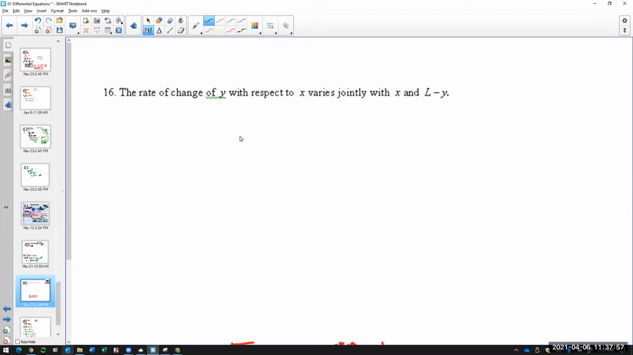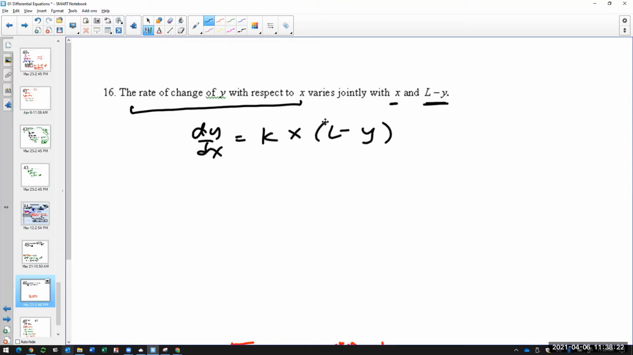Let's set this up. The rate of change of Y with respect to X. Do that in calculus talk. What is that in calculus talk? dy/dx, okay? Varies jointly, okay? Varies jointly is the same thing as proportional. So what do I do? Equals K. It varies jointly with both my X and my L minus Y. X times quantity L minus Y. Okay, that is your setup. First you separate, then you integrate.